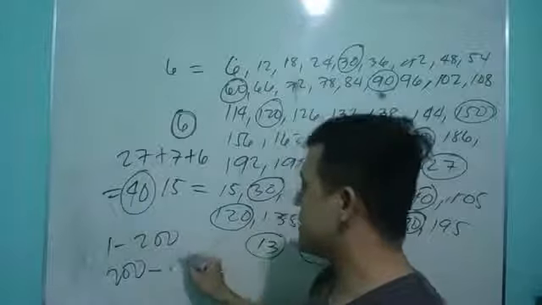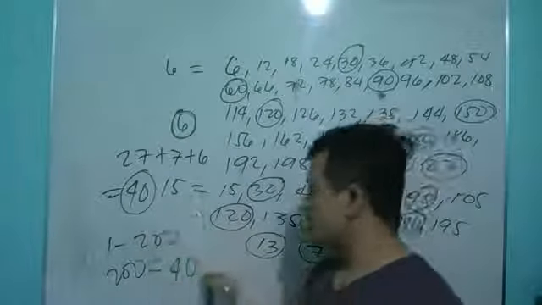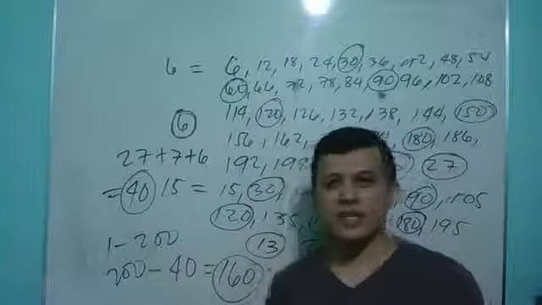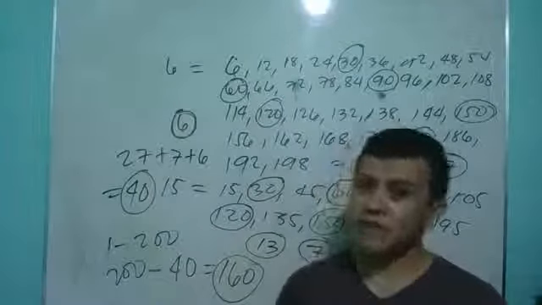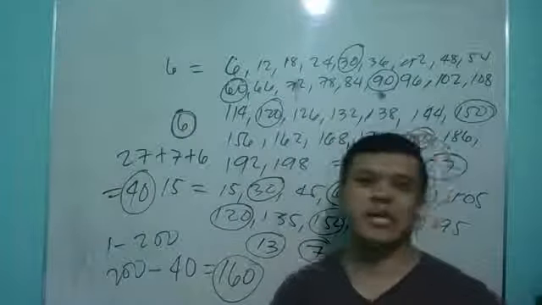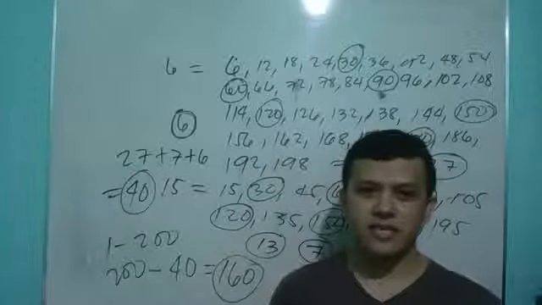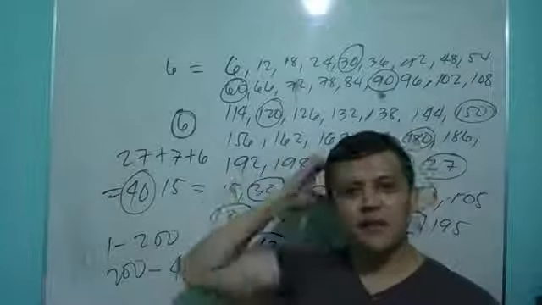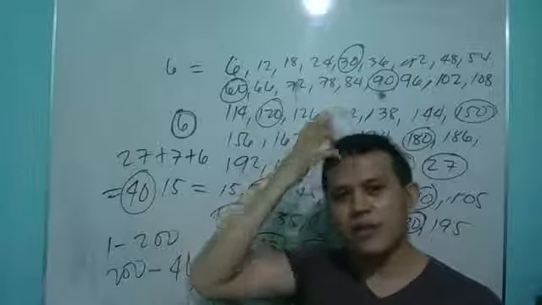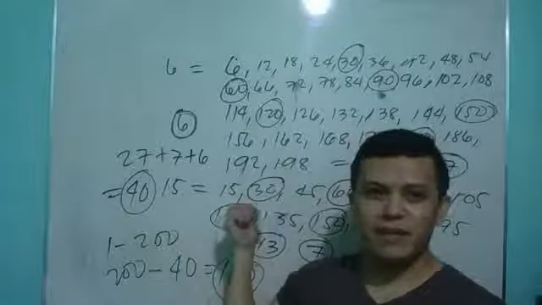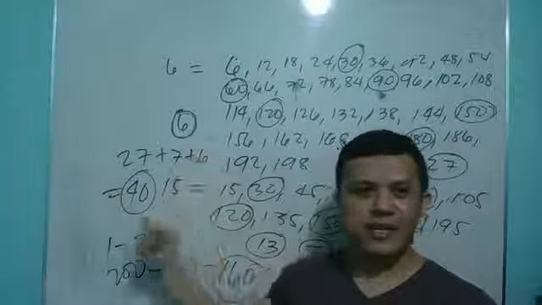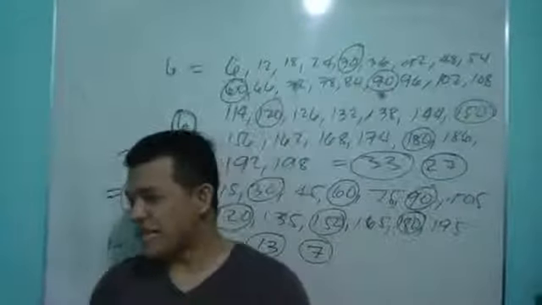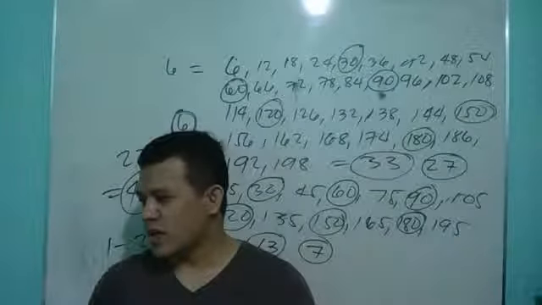Minus 40, which are the multiples of 15 and 6. So that means this one is 160. 160 numbers which are not multiples of 6 and 15 in the first 200 positive integers. Okay? So I did it this way for everybody to see how it is being done. But the mathematics major can just imagine it and then do the mathematics there. Okay? I know that. Okay, there you go.